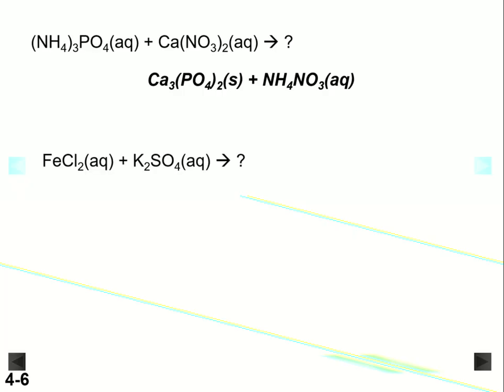Next up, we have iron(II) chloride plus potassium sulfate. Stop the video and see if you can solve this problem yourself.